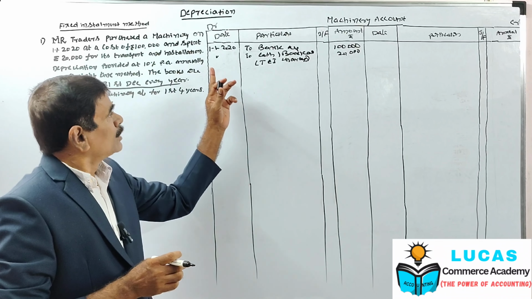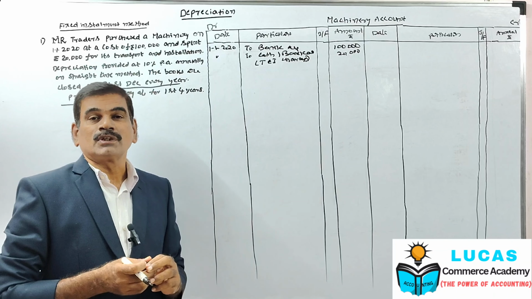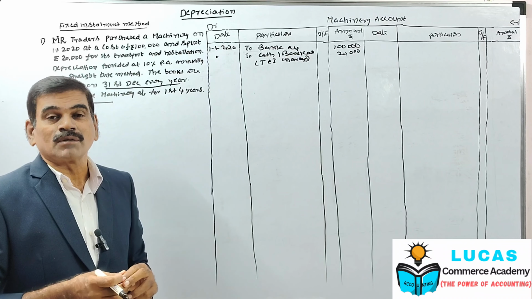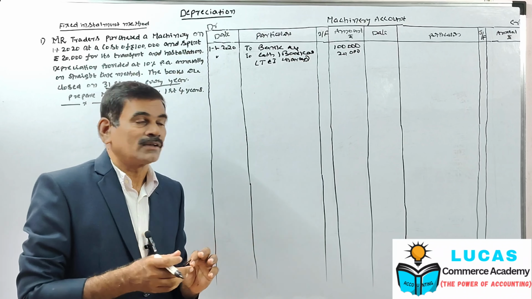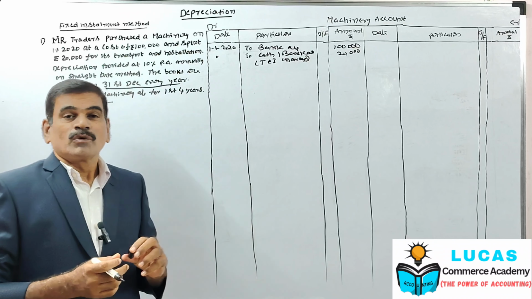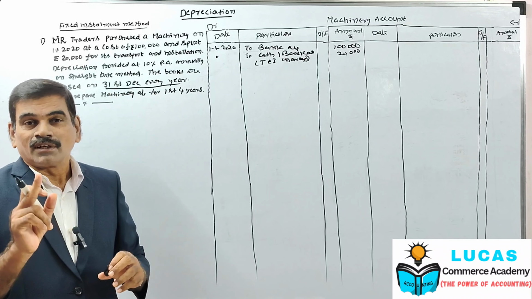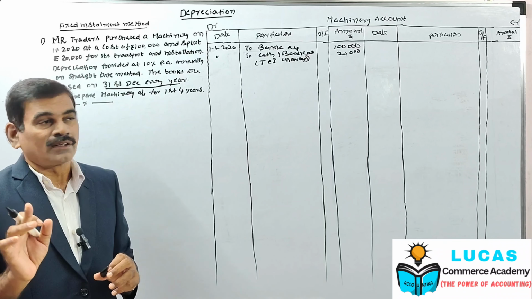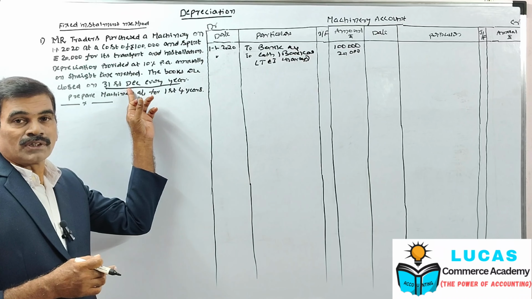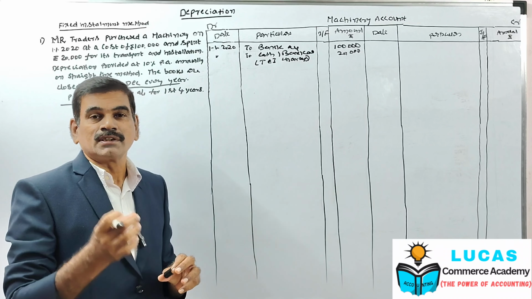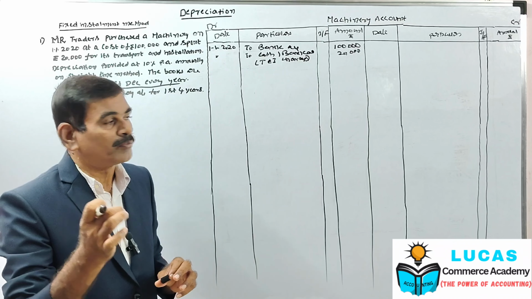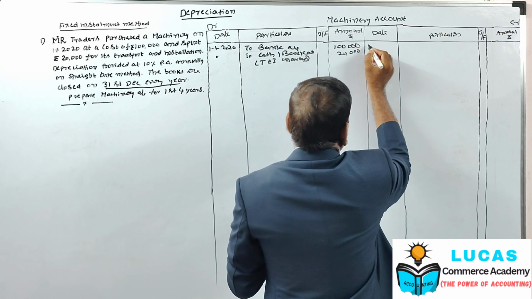From 1/1/2020 to 31st December 2020, no further transaction takes place. Then we are going to provide depreciation on the last day of the accounting year. Here the last day is 31st December, and we are going to provide depreciation on this date. The journal entry for this is depreciation account debit to machinery account, on the machinery account credit side.